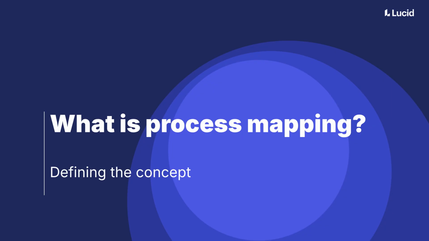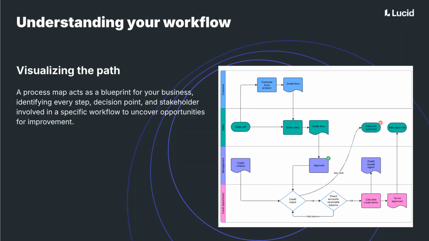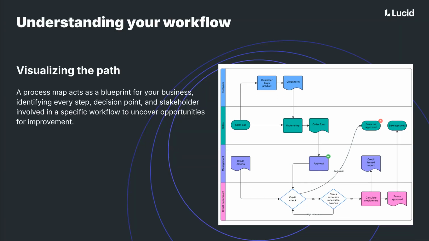Process mapping is the visual representation of work processes, showing how a task is completed from start to finish. Think of it as a blueprint for your business. It identifies every step, decision point, and stakeholder in a workflow, making it easier to uncover opportunities for improvement.